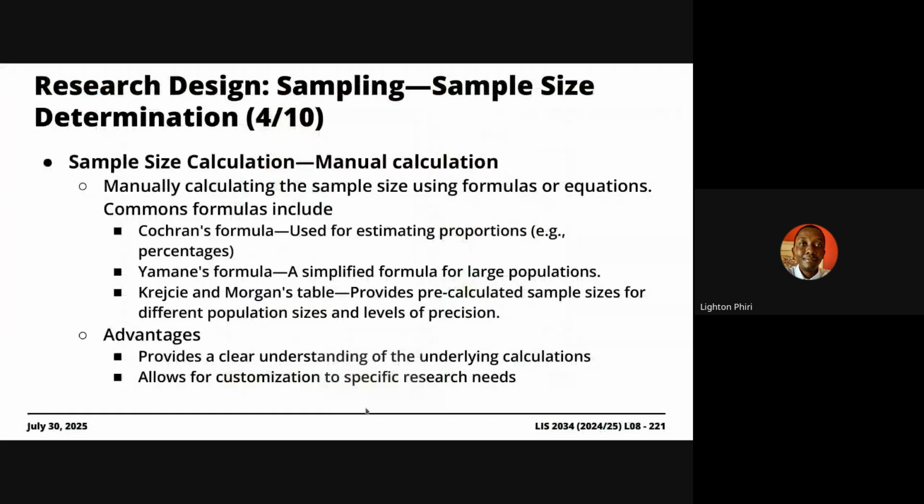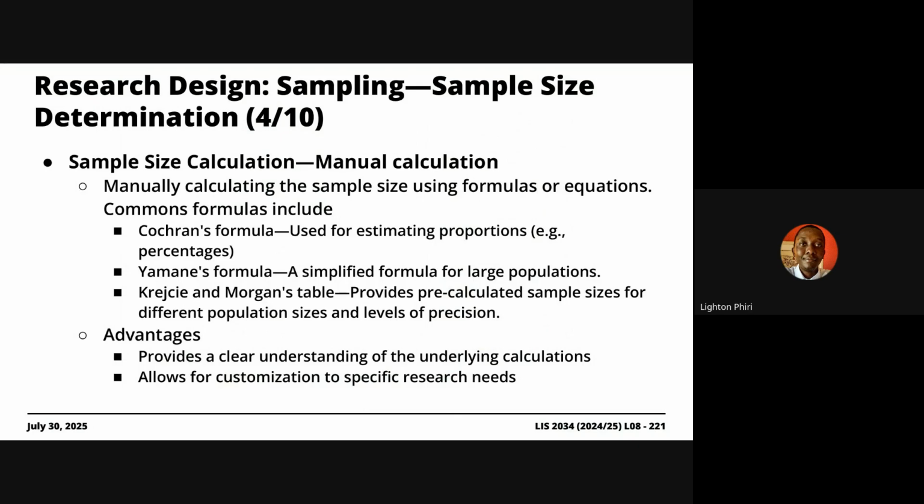So there's a range, right, of common formulas that you can use. There are a lot of formulas out there, but these are some of the most widely used or popular ones. You'll find people in the write-up saying, well, I use Cochran's formula, or I used Yamane's formula or something like that.